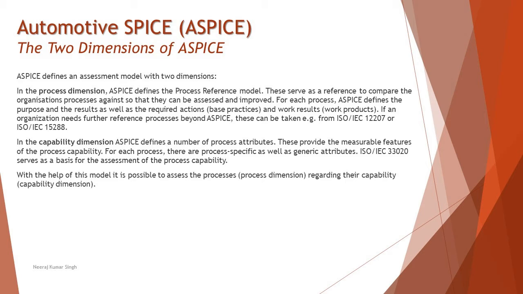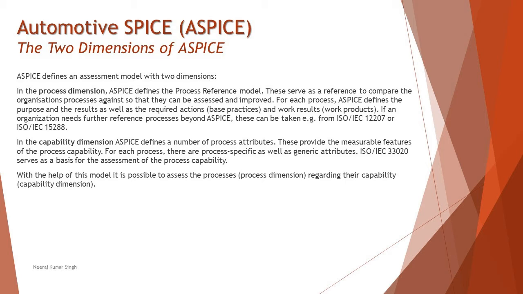Additionally, in the next segment, we are talking about the 2 major dimensions of A-SPICE. From the point of process and methods, we say that A-SPICE is one of the standards, but what exactly do they do and how do they help us improve and standardize our processes and methods? There are 2 major dimensions of A-SPICE: the process dimension and the capability dimension.